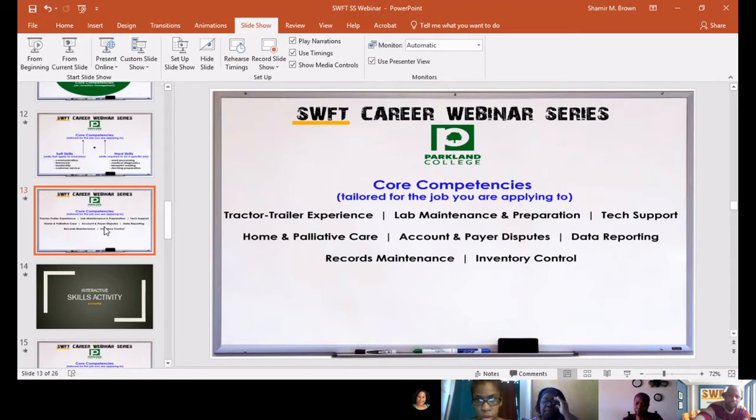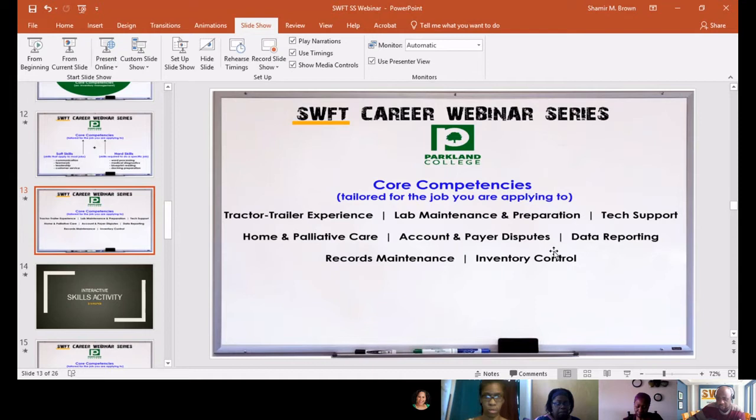All right. Here's a list of some core competencies. This is not for just one specific industry. It's across the board for the various concentrations that we have within Swift. So a core competency might be tractor trailer experience, lab maintenance and preparation for people who are trying to be a part of sterile processing and phlebotomy, technical support for those who are in the Google IT lane, home and palliative care for those who are more in the CNA realm.